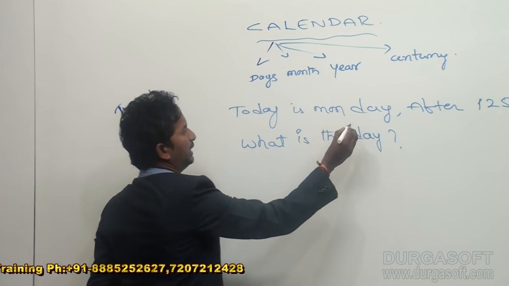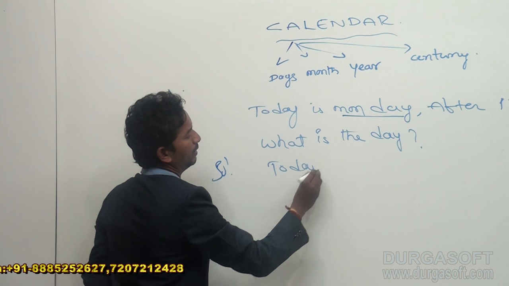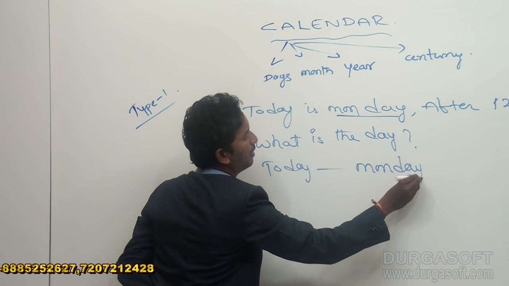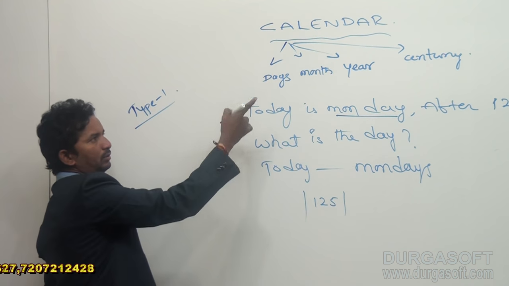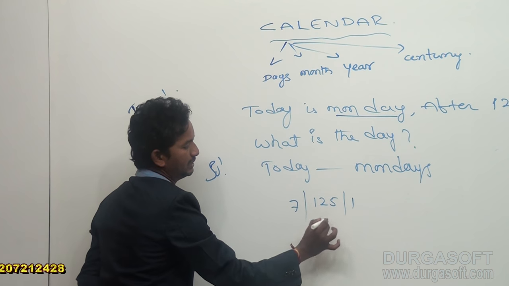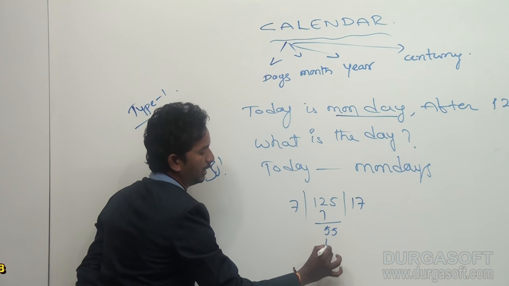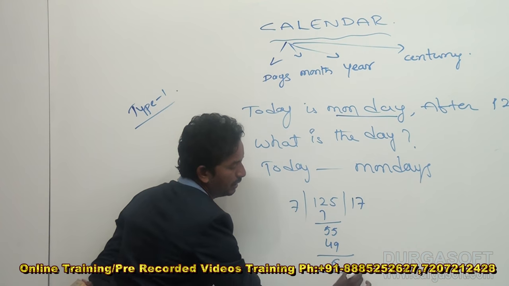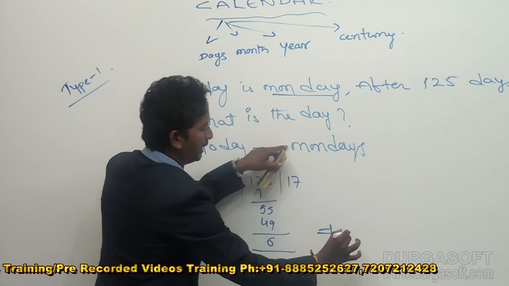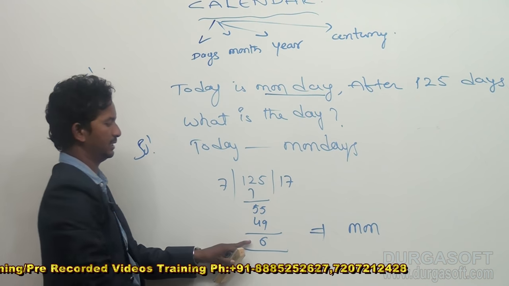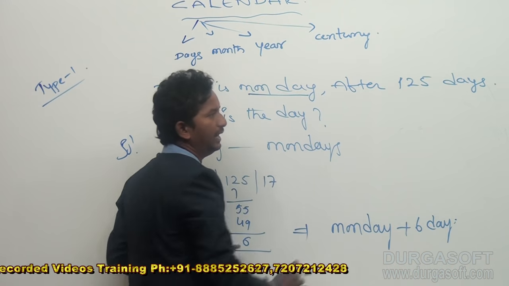See here, today is given. So take today as Monday. Now, after how many days do you want? After 125 days. So 125 divided by 7. 7 ones are 7, again 55, again 7 sevens are 49. So the remainder is 6. The remainder is 6, and today is Monday. So Monday plus how many days is the remainder? 6 days. So here Monday plus 6 days, you added 6 days.